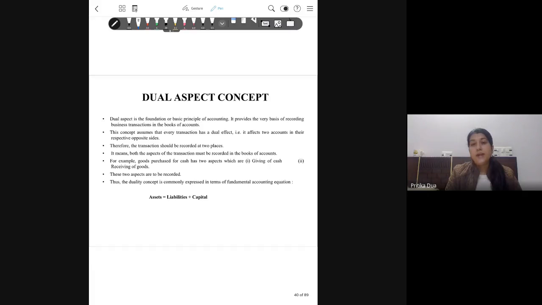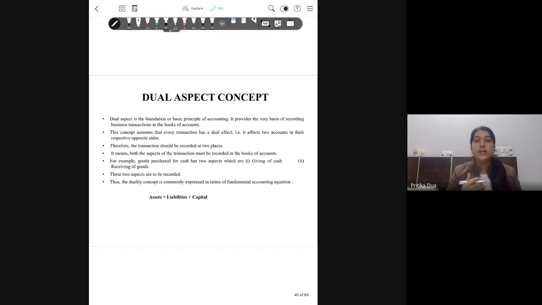It will affect two accounts on their opposite sides. If you have a look at the second statement, it says that it affects two accounts on their respective opposite sides. What does this mean? How do we practically move about it? We'll see ahead. So let us first understand the accounting equation for this. When the dual aspect concept is presented in the form of an equation, it is known as the accounting equation.